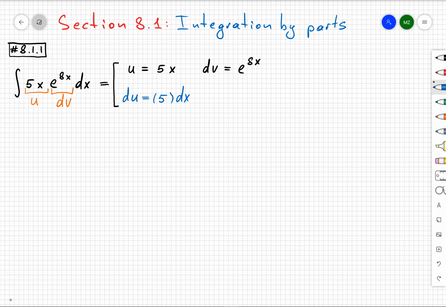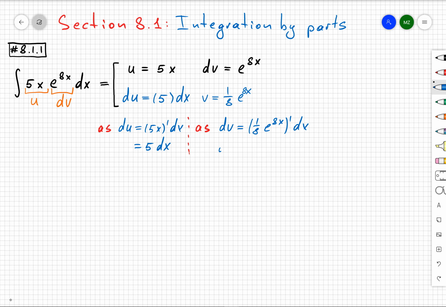We need to find our du, and for that you just need to take the derivative of your function, which is 5x in this case, and multiply by dx. So I'm going to get just 5 times dx. And for the dv part, we just need to integrate our function, and if you integrate e to the power of 8 times x, I'm going to get just 1 over 8 times e to the power of 8x.